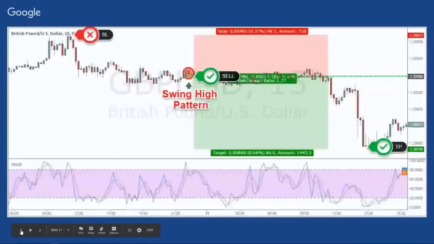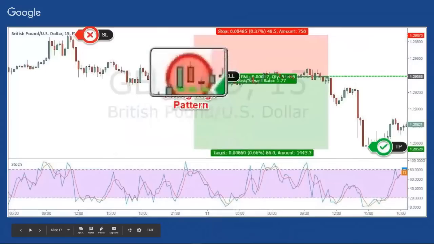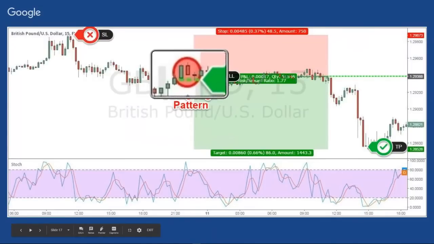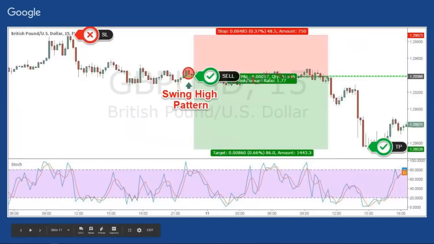Please zoom out once the 3 candle pattern. Benjamin, it's 14, 3, and 1. Back to the top, a couple of slides here. Does that help?